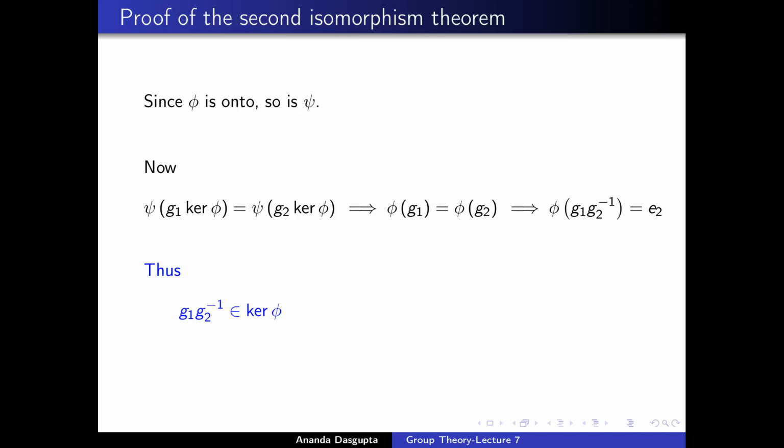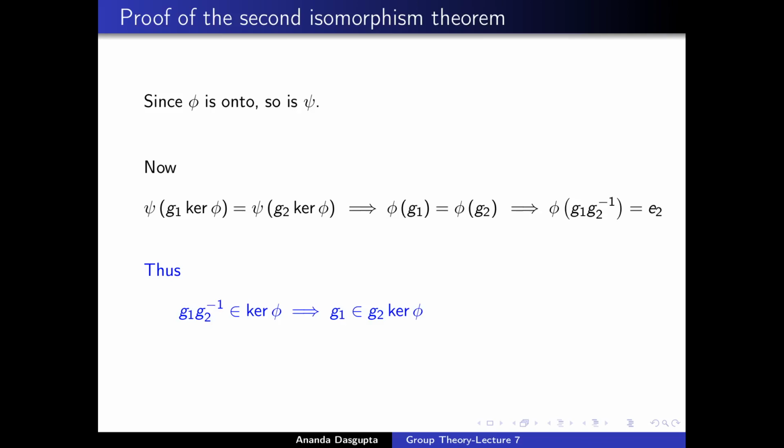Remember the proof of the first isomorphism theorem? There also we had a very similar result, and G1 G2 inverse was shown to be in the kernel, but there of course the kernel had only a single element, the identity E1. Here we have made no such assumption. So G1 G2 inverse is some arbitrary element of the kernel of phi.